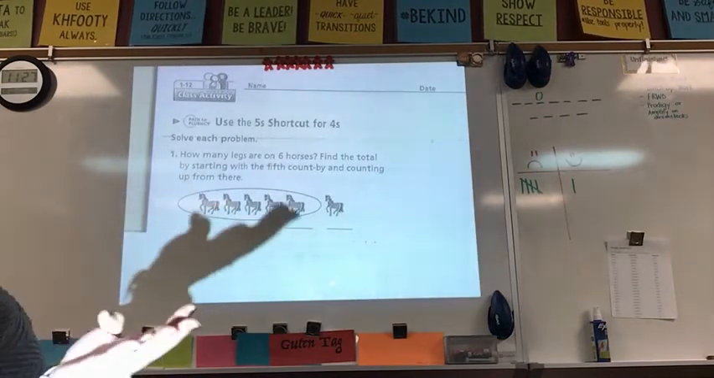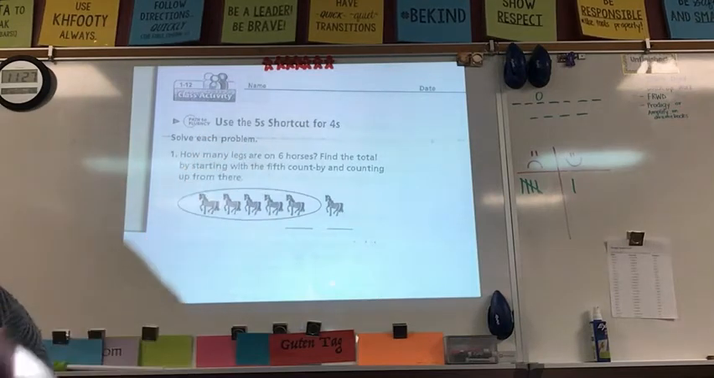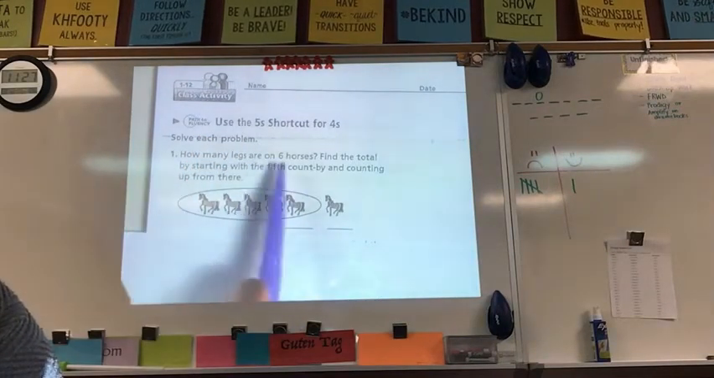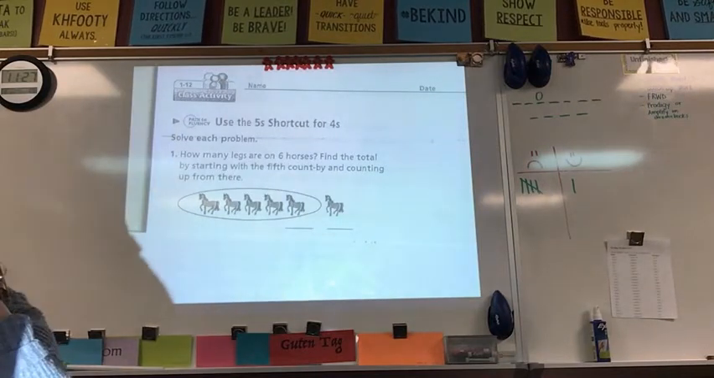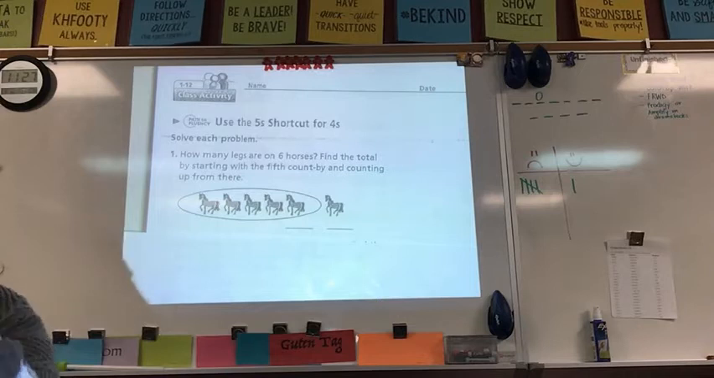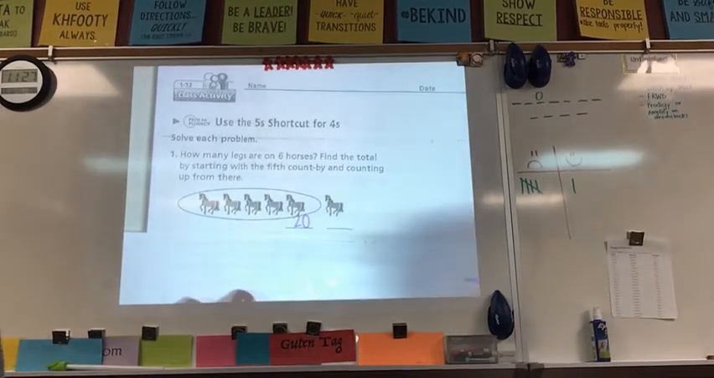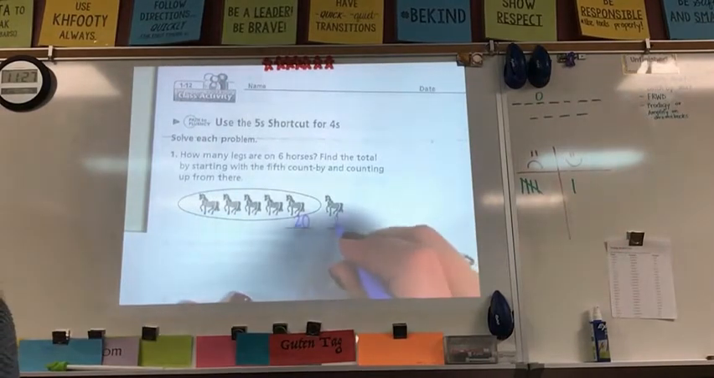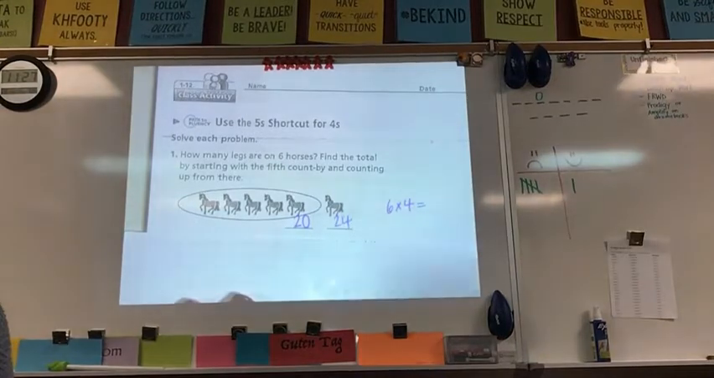And we know that every horse has 4 legs, unless they're like a special horse that's got different needs. But these horses all have 4 legs. So to find how many are on 6 horses, we can think right off the bat that 5 times 4 is 20. And then 4 more than that would be 24. So 6 groups of 4 equals 24.